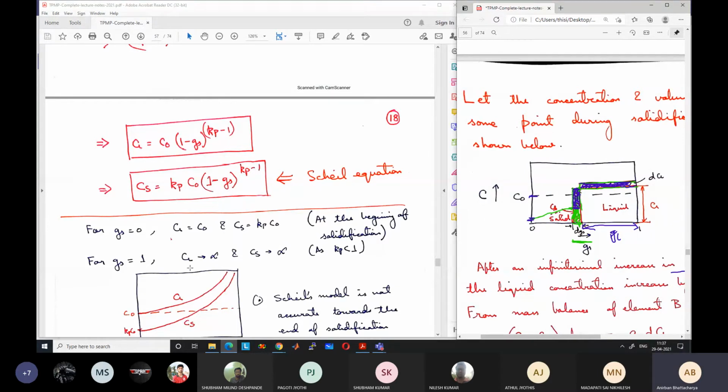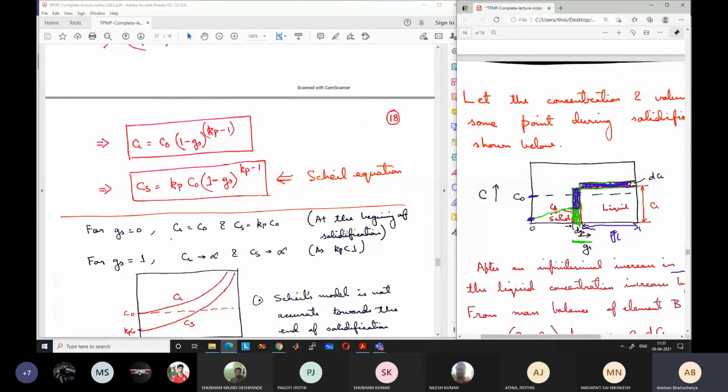According to this equation, 1 minus 0, so 1 to the power Kp minus 1, so 1. So Cl is equal to C0, that we have already established. And Cs is equal to Kp into C0, that also we have established. So at the beginning of the solidification, Cl is equal to C0 and Cs is equal to Kp into C0.